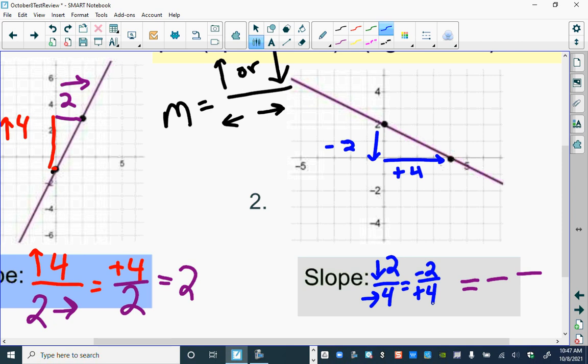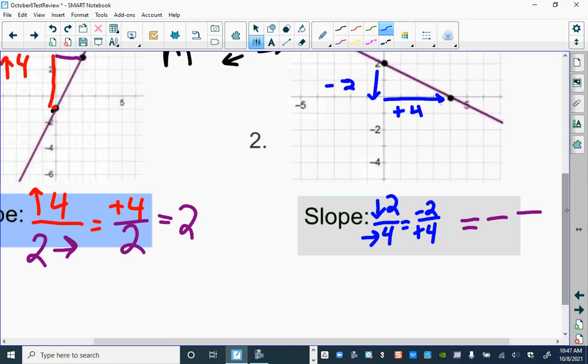Now, okay, so let's see. It's negative 1. Is it -1.5 or -1/2? I think it's negative 1/2. I think it is. All right.